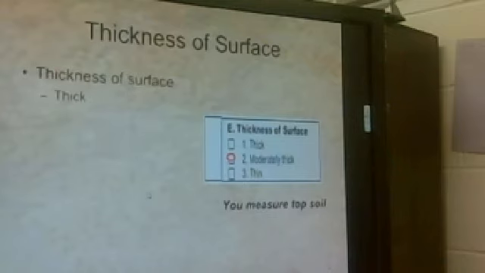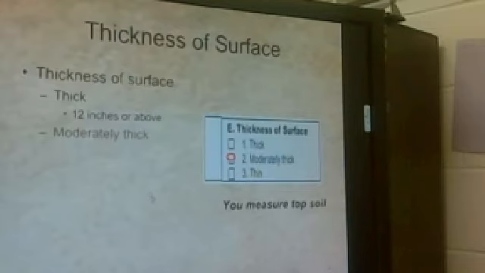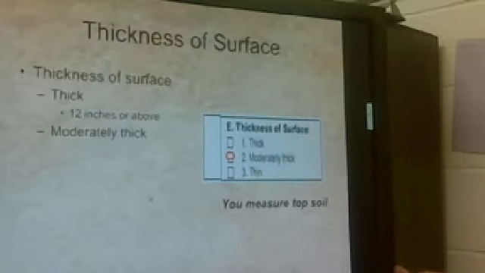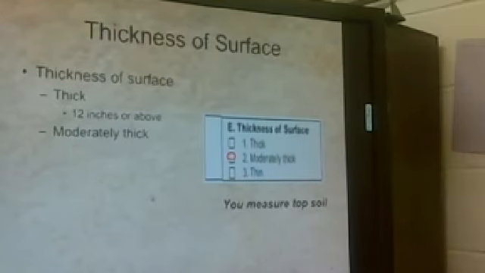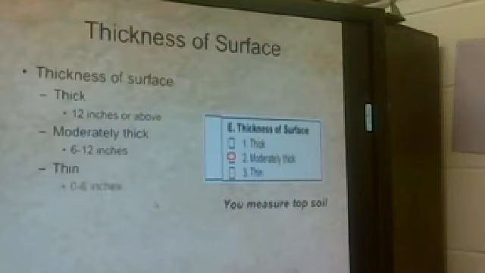Thickness of surface. Thick soil needs to be over 12 inches. Moderately thick soil needs to be in that 6 to 12 inches. 6 to 12 right there. Thin is 0 to 6 inches. And what you're doing is measuring that top layer, that darker layer.